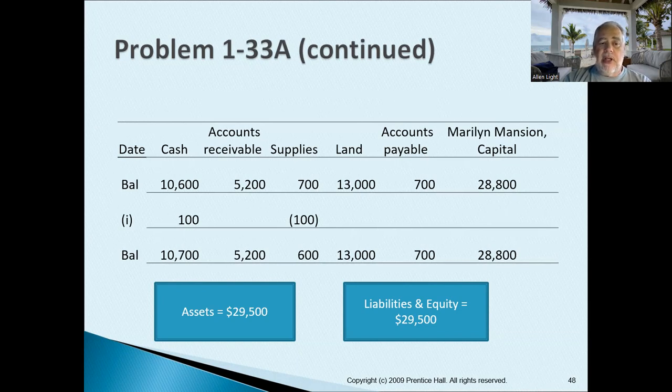So what that meant was I decreased the amount of supplies I had by $100, from 700 minus 100. Now I only have 600. And cash, I just added 100 because they gave me a $100 refund. So on the same side of the equation, I had a plus and a minus for the same amount. So it's a wash. My assets still equal my liabilities and my owner's equity.